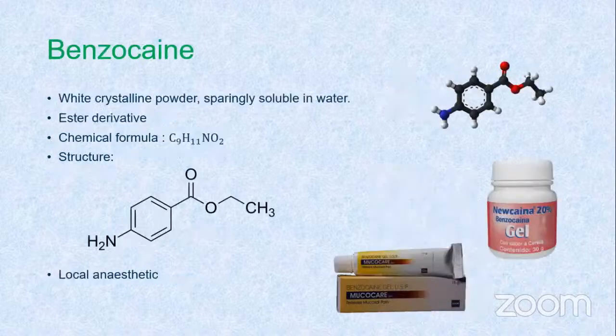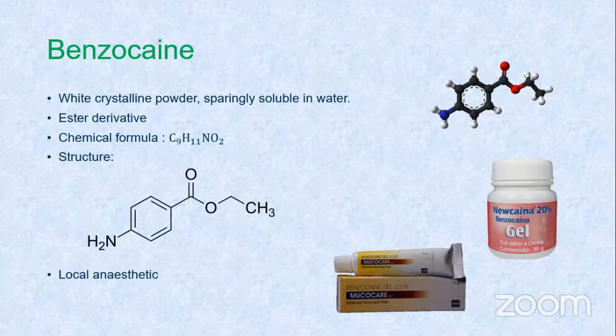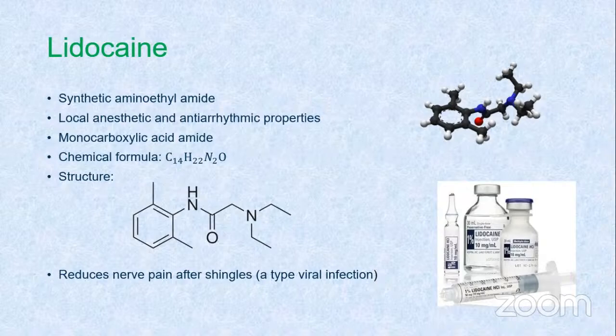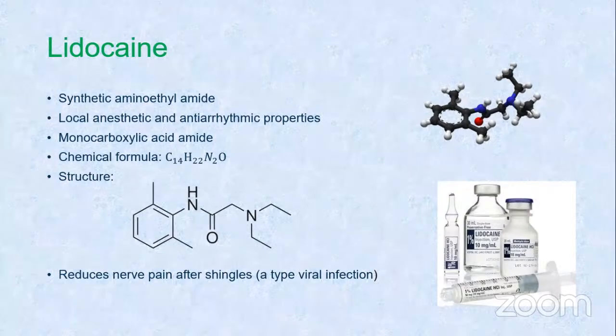Then we go for benzocaine. It is used as a local anesthetic. It is white in color and used as a crystalline powder. Here we can see the chemical structure of the molecule. Then lidocaine. It is also a local anesthetic, and it is a synthetic aminoethyl amide. Here we can see the structure.